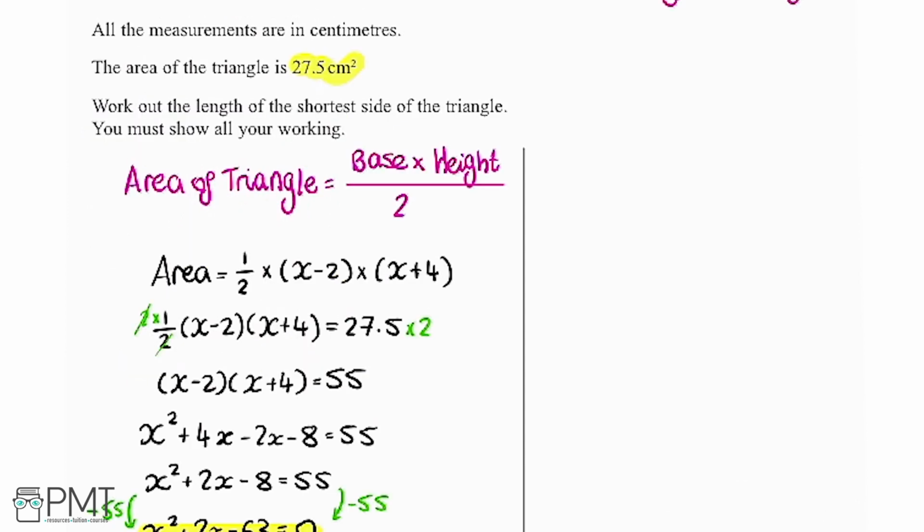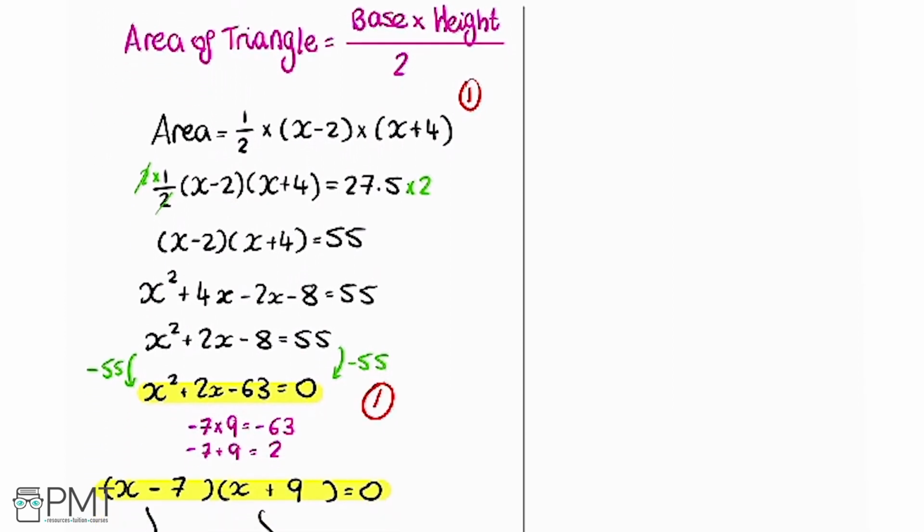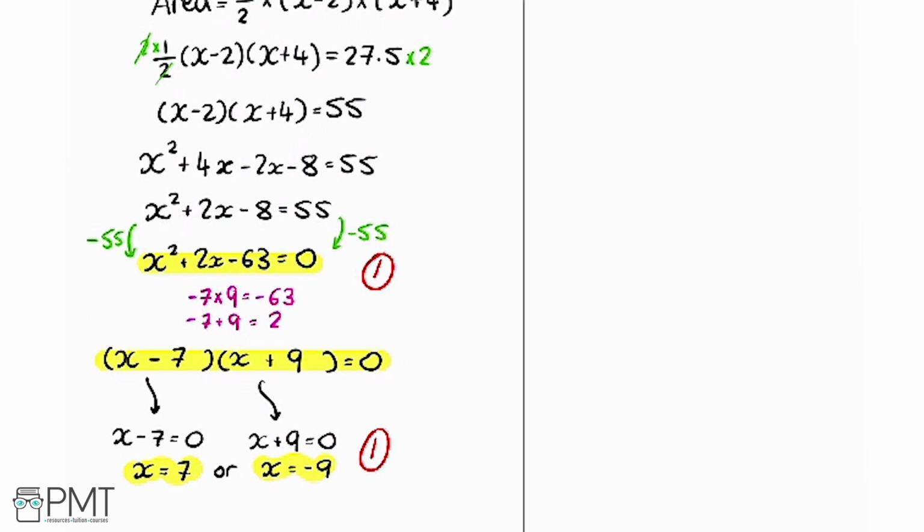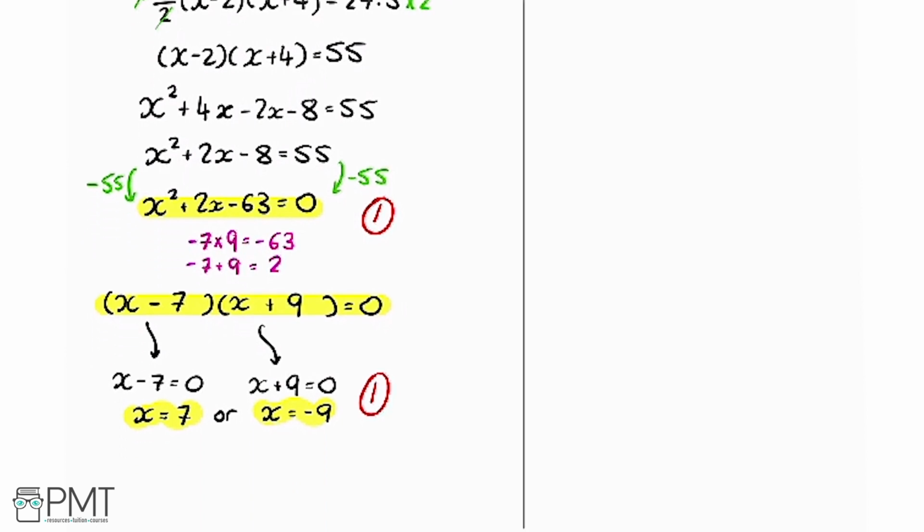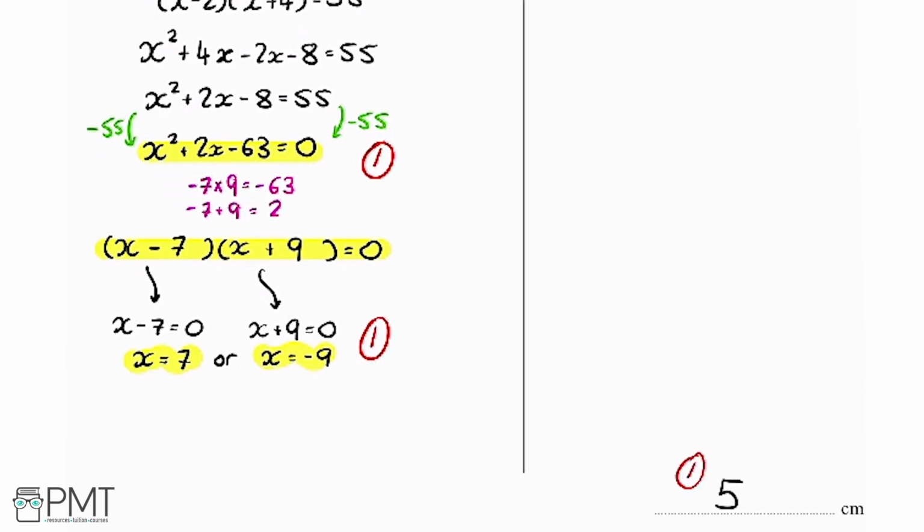We got our first mark for correctly using this, so multiplying a half and the length of both the sides. We got our second mark for expanding out the brackets like this and creating an equation that we can solve. We get our third mark by then using some sort of method to solve it. And our final mark for getting the correct answer of 5 centimetres.